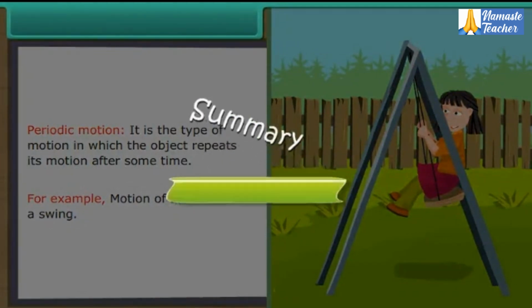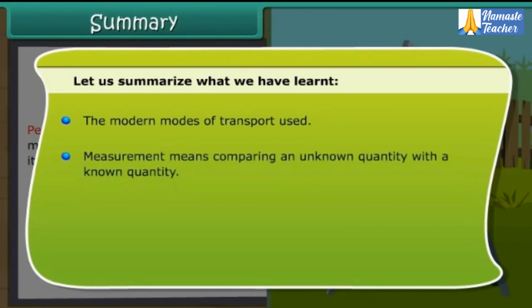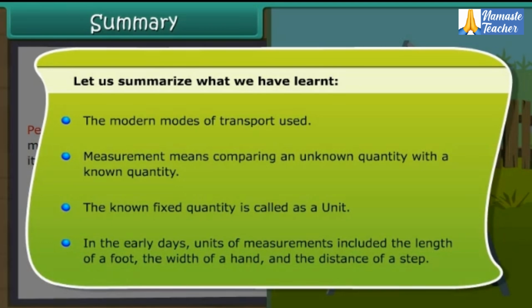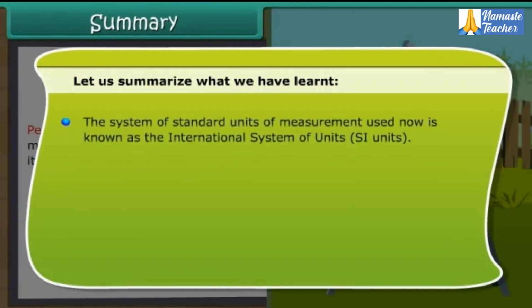Summary. Let us summarize what we have learnt. The modern modes of transport used. Measurement means comparing an unknown quantity with a known quantity. The known fixed quantity is called a unit. In the early days, units of measurements included the length of a foot, the width of a hand, and the distance of a step. The system of standard units of measurement used now is known as the International System of Units, or SI units.